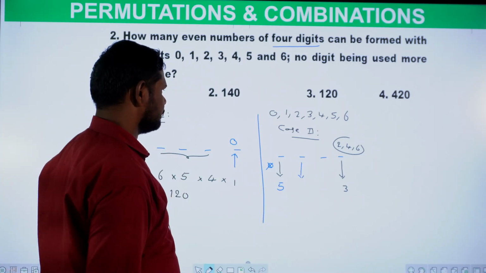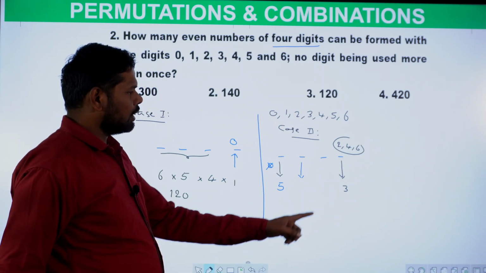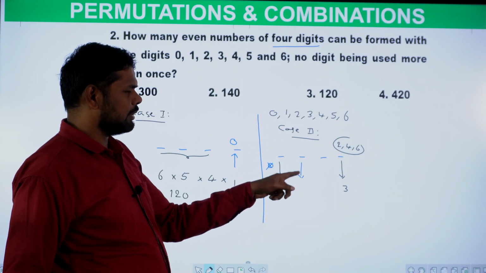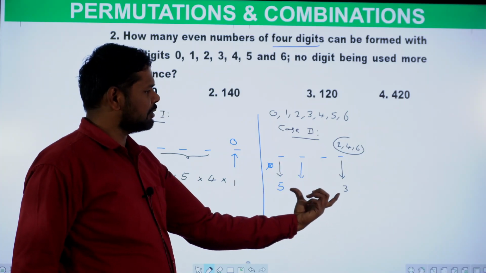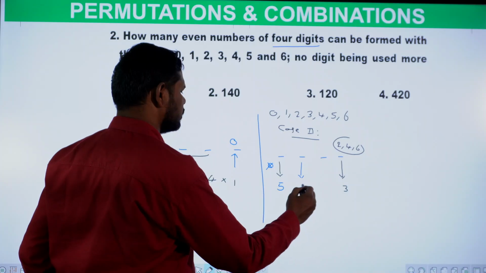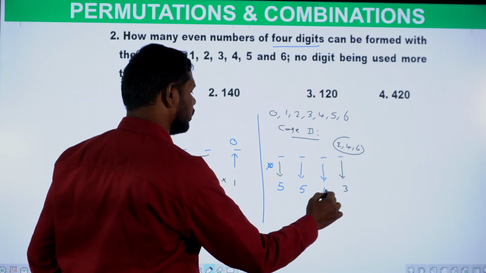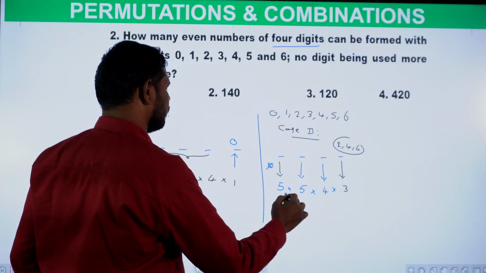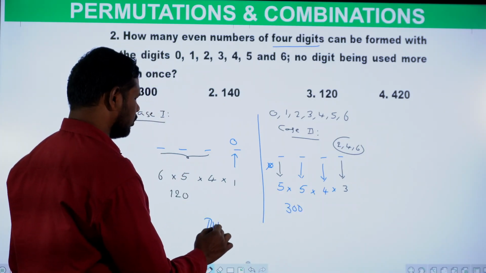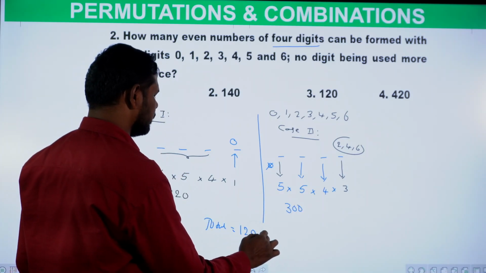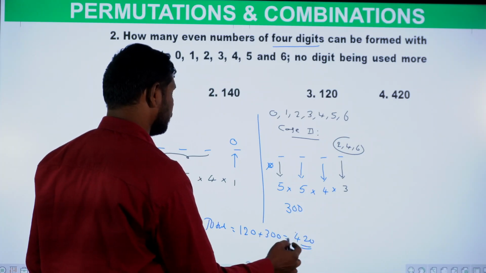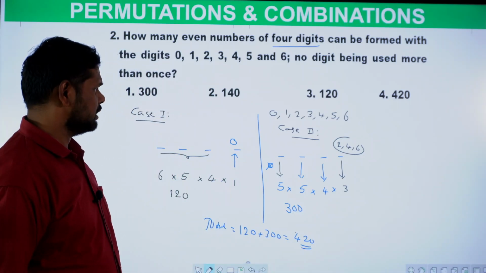But observe here. One digit is used here, one digit is used here, and now 0 is also used in the middle. So 2 digits are removed from the 7 digits, meaning 5 digits remain. Out of 5 I can use any one, then out of the remaining 4 I can use any one. 5 into 5 into 4 into 3 is 300. So the total ways are 120 plus 300, 420 four-digit numbers formed by the given condition.